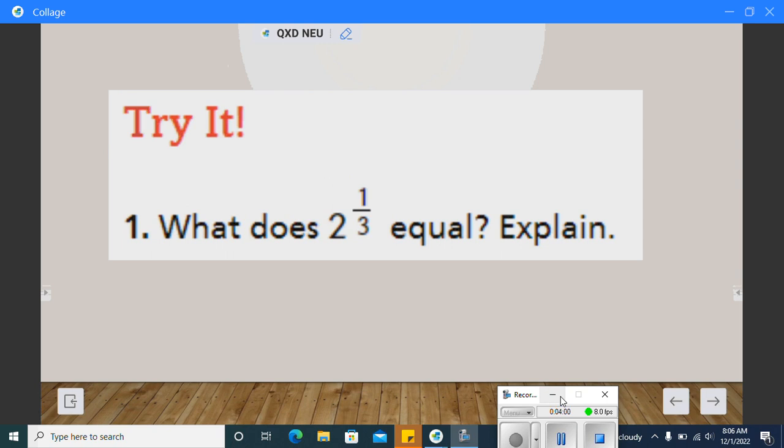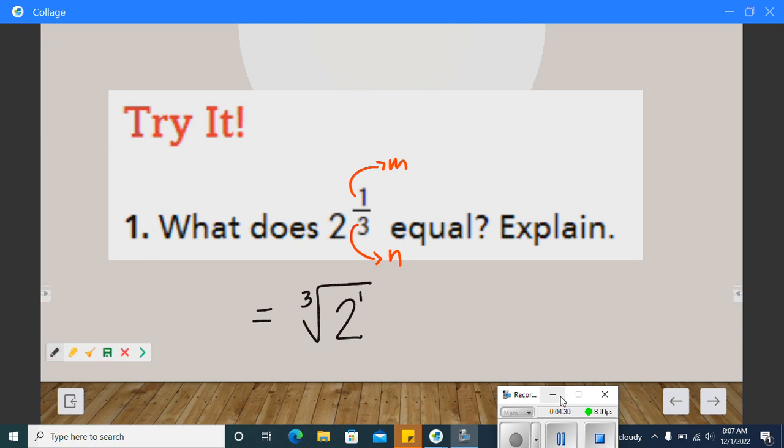Try it. On your guided notes, write your answer. What does 2 to the power of 1/3 equal? So in a radical expression again, this is your m, and this is your n. Therefore, that becomes the third root of 2, or simply cube root of 2. All right.